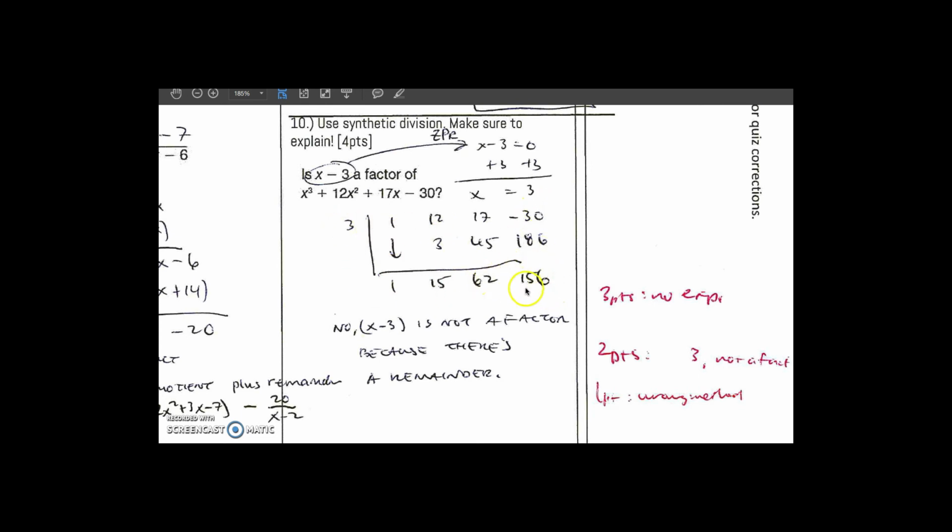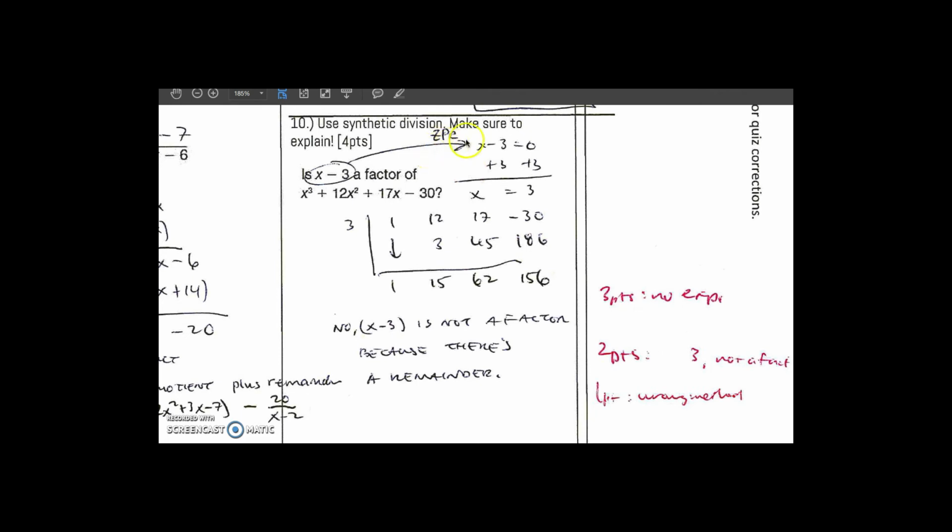So there's your remainder. Because there is a remainder, x minus 3 is not a factor. If this was equal to 0, then basically I've been teaching you all along that's called the factor theorem. If you got the whole problem correct with no explanation, because it says right there, make sure to explain, and it even asks you a question, you got 3 points. I gave you 2 points.